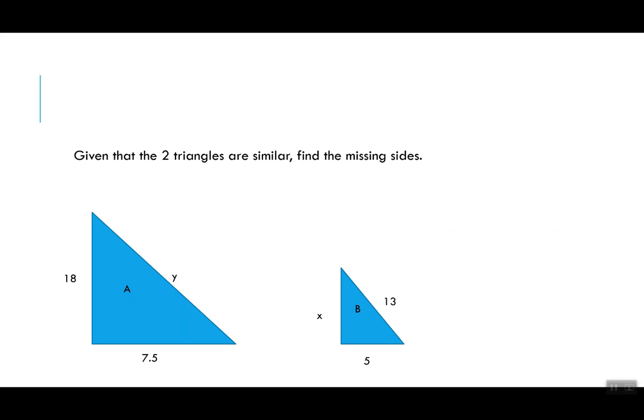We have two more triangles that are similar. I have 18, 7.5 and y for my triangle A. I have x, 5, and 13 for triangle B. I'm just trying to find the two missing sides, so I want to find x, I want to find y. Notice again I have the bases, so I have 7.5 over 5, and that's going to compare to 18 over x. Cross multiplying, that's always what we're trying to do when we're solving similarity.